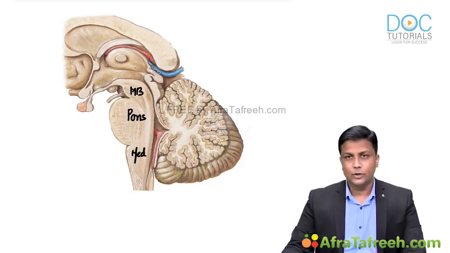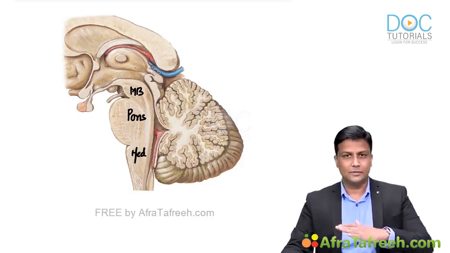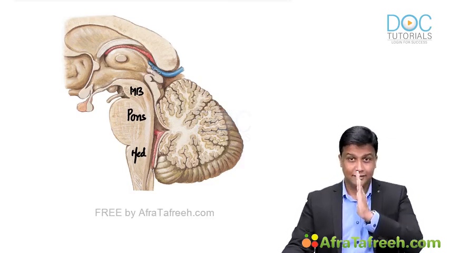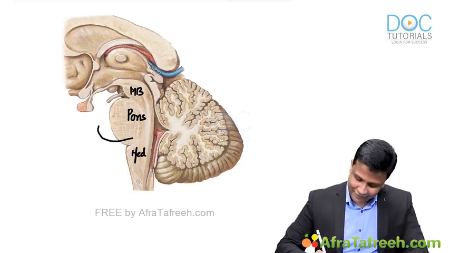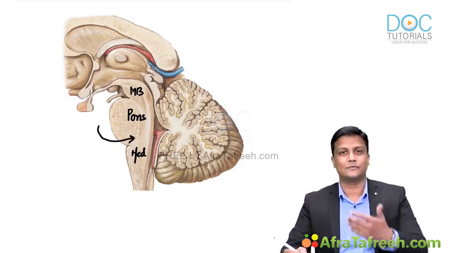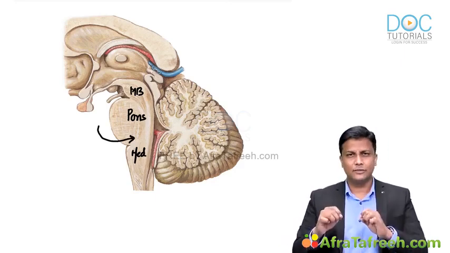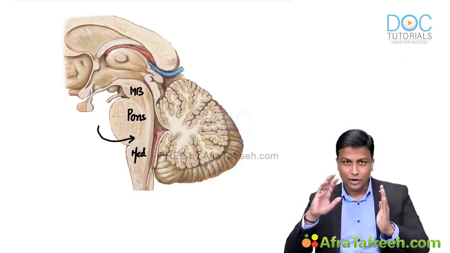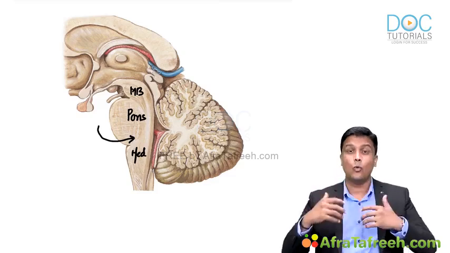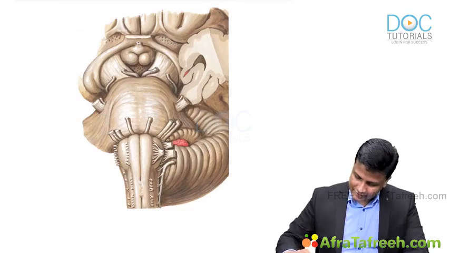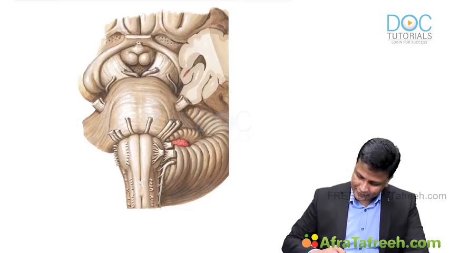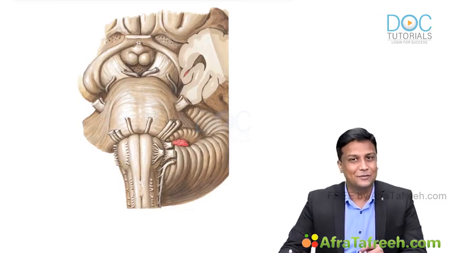Fine. Now what I'm going to do is, this diagram of the brainstem is actually a sagittal section, exactly in the center. I'm going to turn that, and after turning that, we are now going to see the ventral aspect of the brainstem. So the moment I turn this, the image will be something like this. Wow. So this is the ventral aspect of the brainstem.